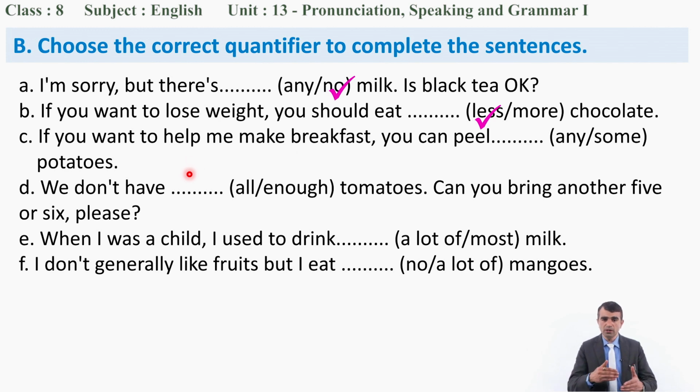C. If you want to help me make breakfast, you can peel any potatoes or some potatoes. What do you think? Of course. Why is any not used? Yes, any is often used with questions and negative sentences. Is it so? So, here obviously you use some. If you want to help me make breakfast, you can peel some potatoes.